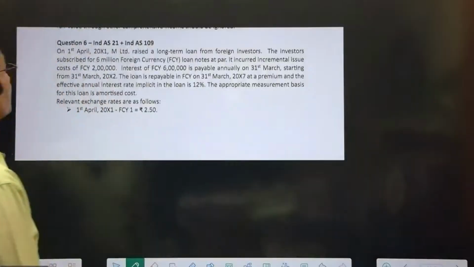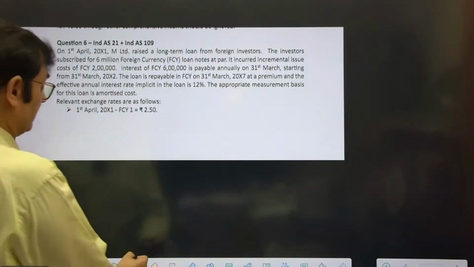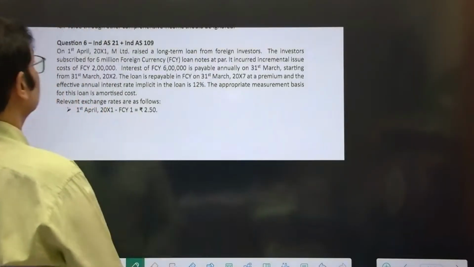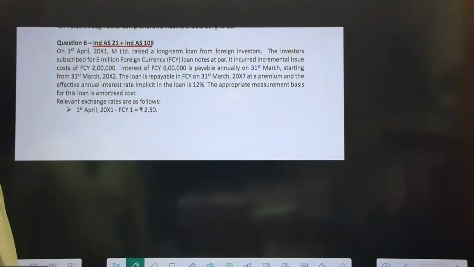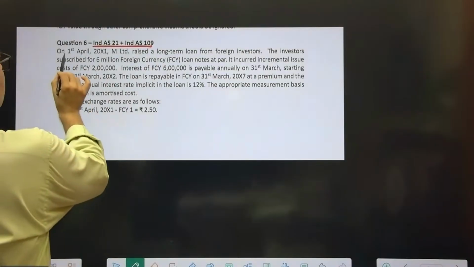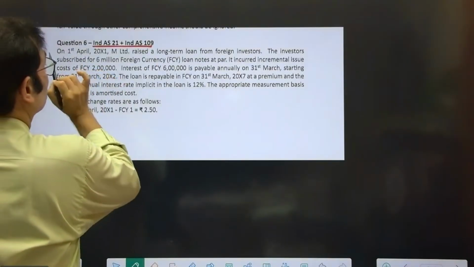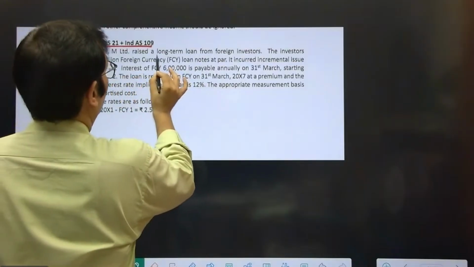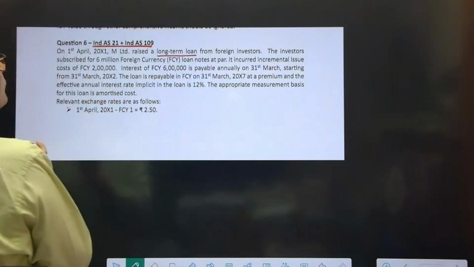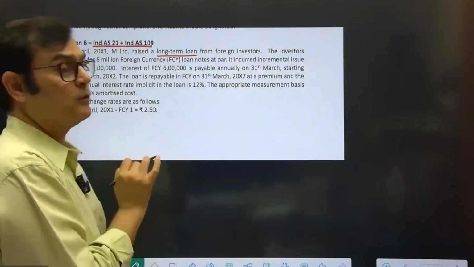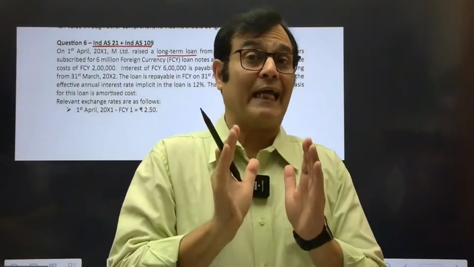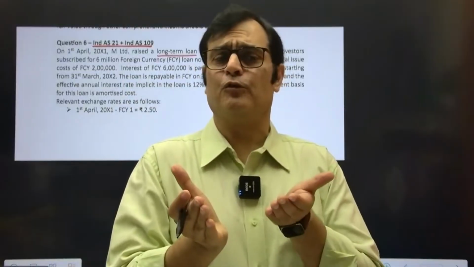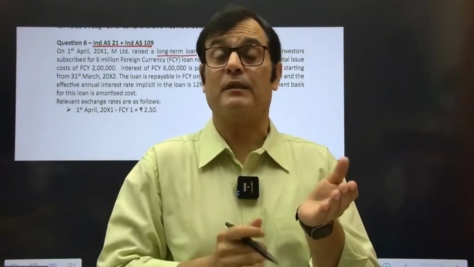This is one of the questions in RTP, which is a blend of Ind AS 21 as well as Ind AS 109. So foreign currency along with the concept of financial instruments. Let me read the inputs. It says on 1st April X1, M raised a long-term loan from foreign investors. Now, let me tell you in advance, I have not discussed the concept of financial liability, but at this stage, I assume that you know financial assets, so indirectly we know financial liabilities.